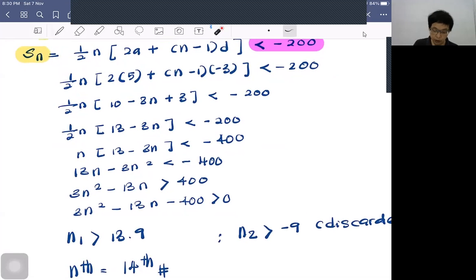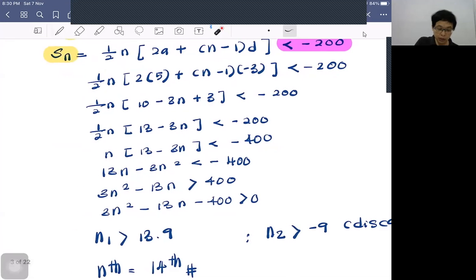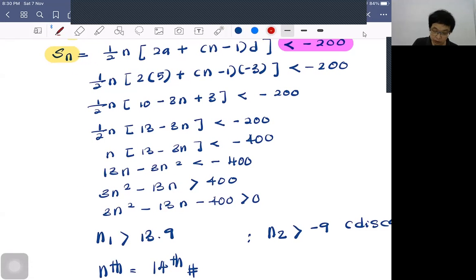So 13n minus 3n squared is lesser than negative 14. We note that the n squared is negative, so we multiply negative 1 onto both sides. And being a very careful person, we know that each time for an inequality, when we multiply by a negative, the sign is going to flip. Let me put a little highlight here. Yes, it's going to flip.